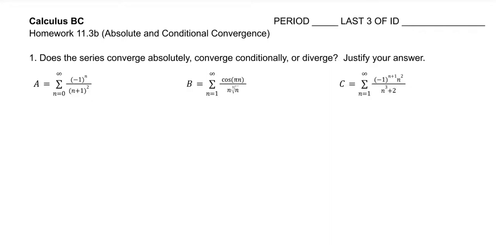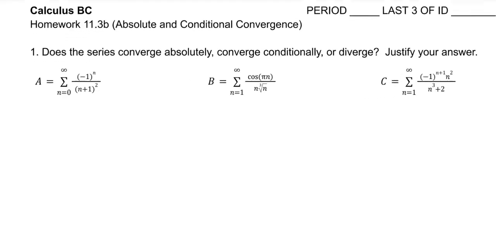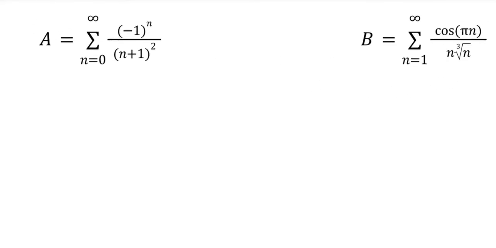All right, in this video, we're going to be working BC Homework 11.3b. We're going to be determining whether series are absolutely or conditionally convergent or possibly diverging. And with all of these, we kind of start off the same way. We consider first what would happen if we took the absolute value of the terms.